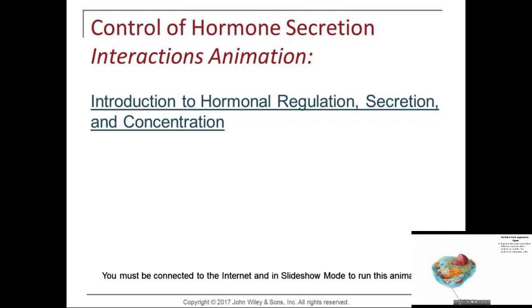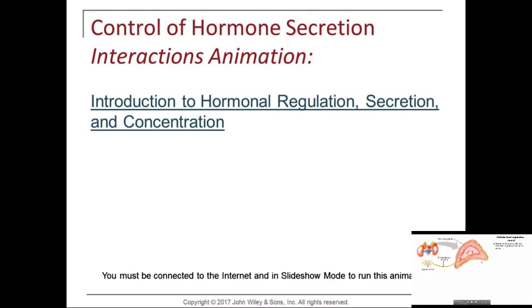Endocrine cells respond to signal molecules. An activation or inhibition of the cell's activity results. Signal molecules can come from three sources. These sources of regulation include neural regulation, hormonal regulation, and humoral regulation.